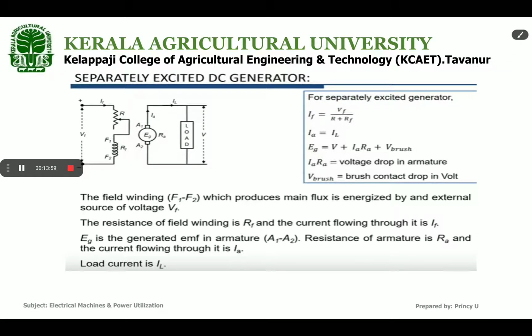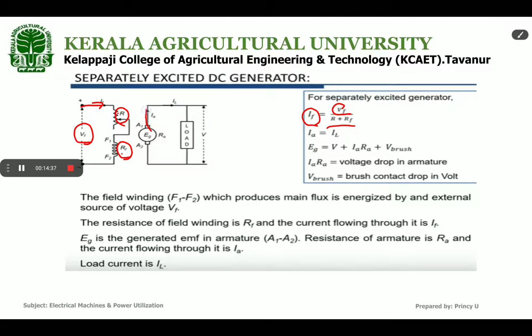Now, for separately excited generator, what will be the current flowing through the field winding? IF is the current flowing through this field winding, and by Ohm's law we know that I is equal to V by R. So current IF is this voltage divided by total resistance. Here there are two resistances: one is R and one is the internal resistance of field winding. So IF we can write as VF divided by R plus RF.